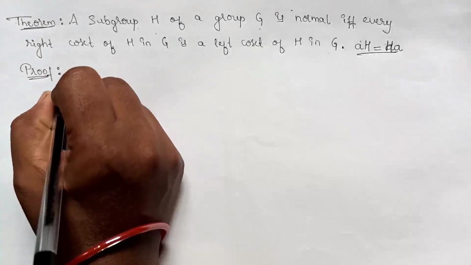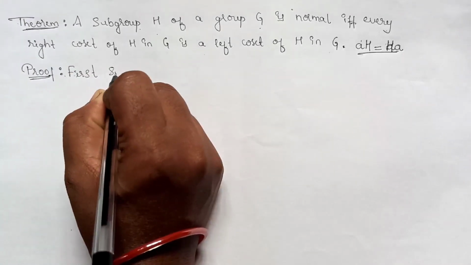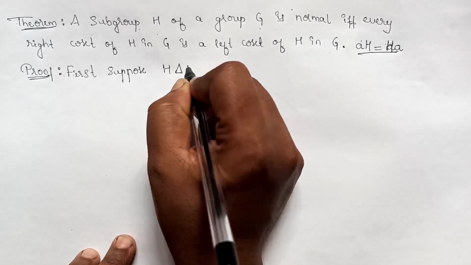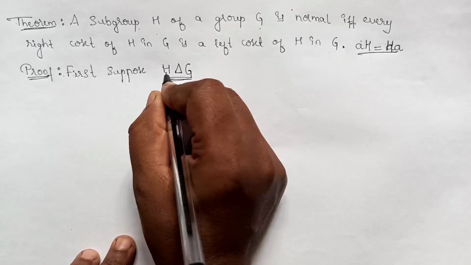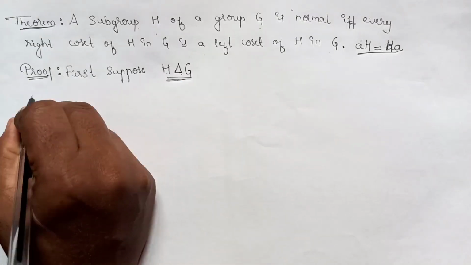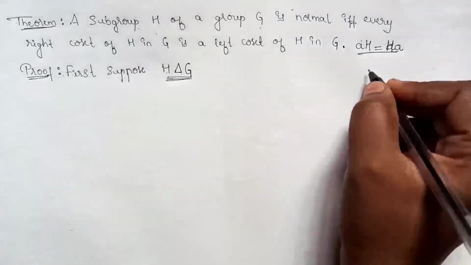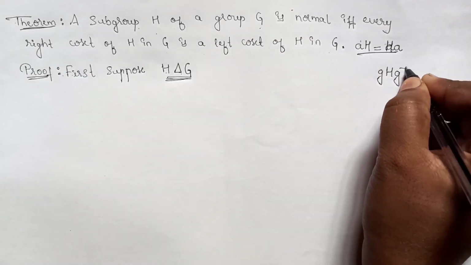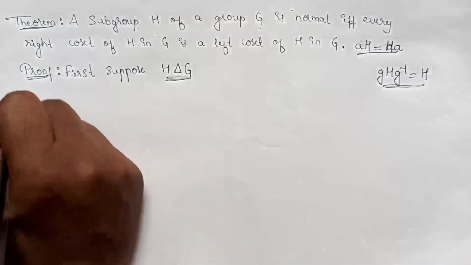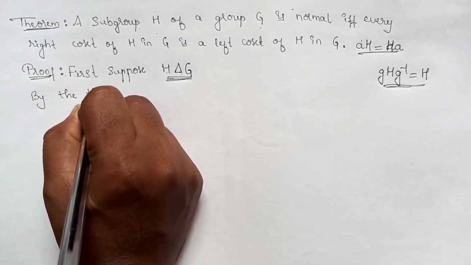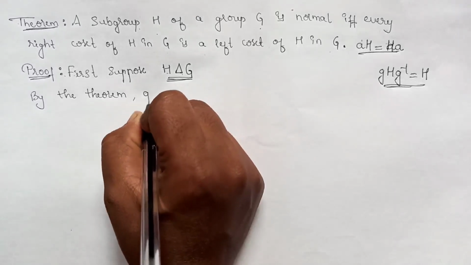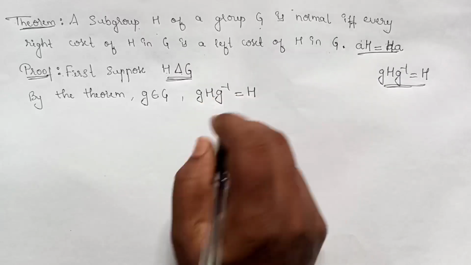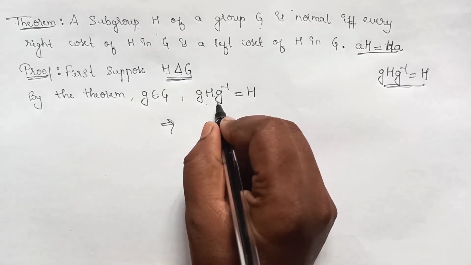Okay, so first suppose H is a normal subgroup of G. So this symbol indicates that H is a normal subgroup of G. Then, in the last class we have proved one theorem that if H is normal in G, then we have this condition: gHg inverse is equal to H. So therefore by the theorem, for all g belongs to G, we have gHg inverse equals H. Okay. Now gHg inverse equals H.